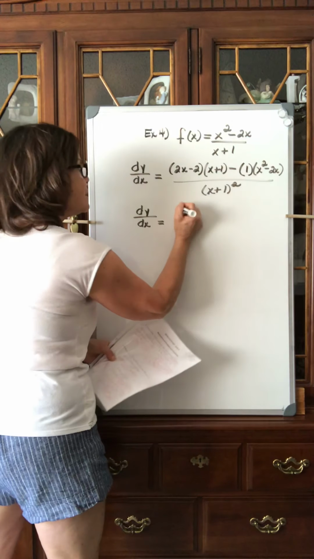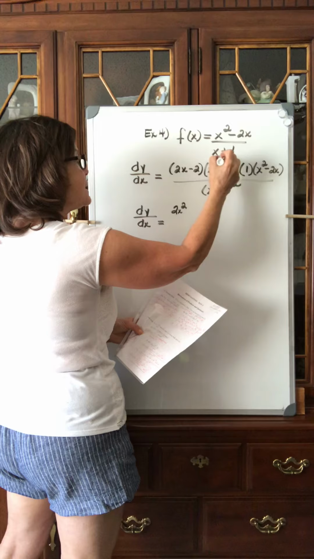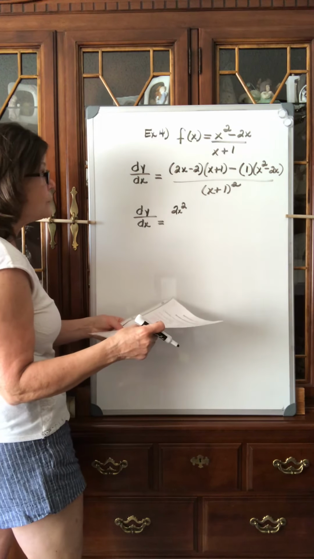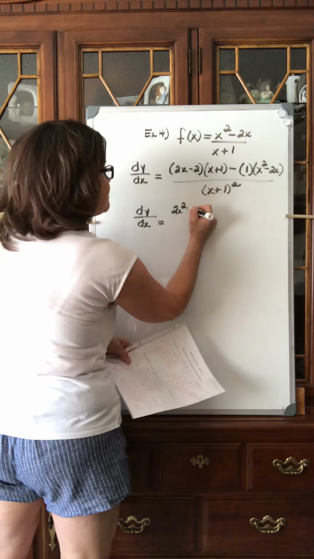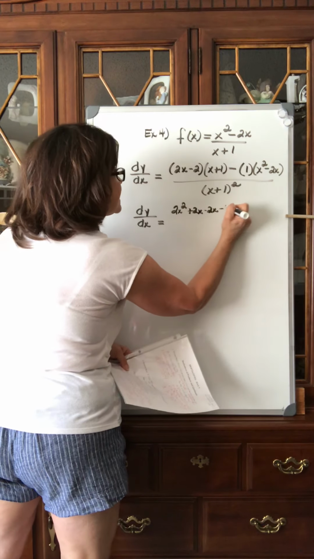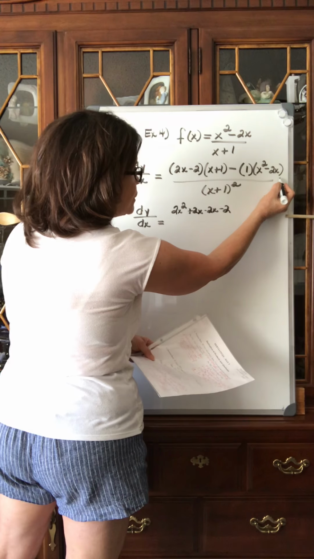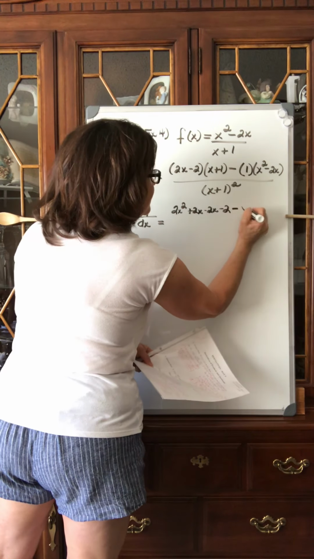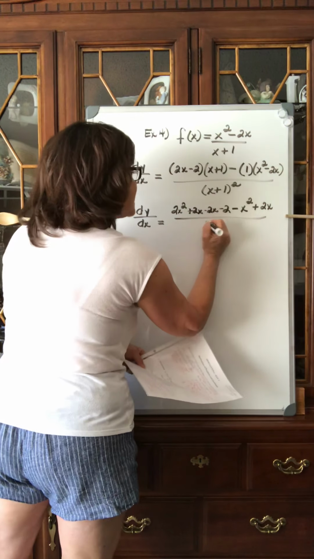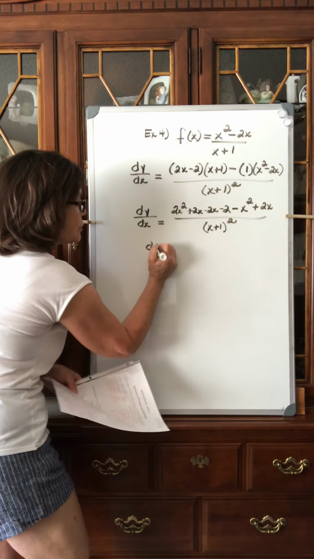use FOIL here, so you'll get 2x squared. This is a negative 2x and a positive 2x. Those are going to cancel out. I'm going to do every step. Plus 2x minus 2x, and then last times last is negative 2. When you distribute a negative 1 to x squared minus 2x, you'll get negative x squared plus 2x, divided by the denominator squared.